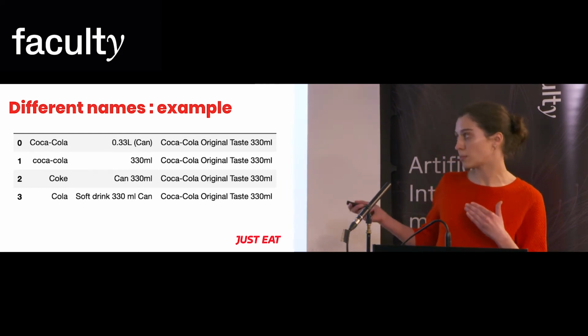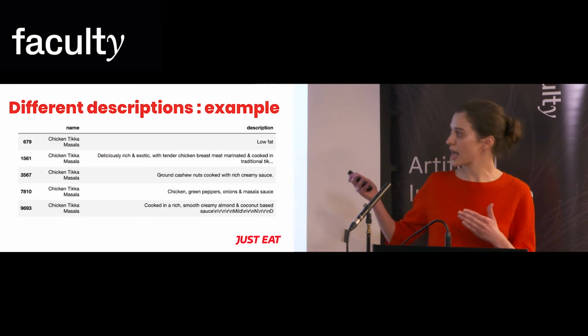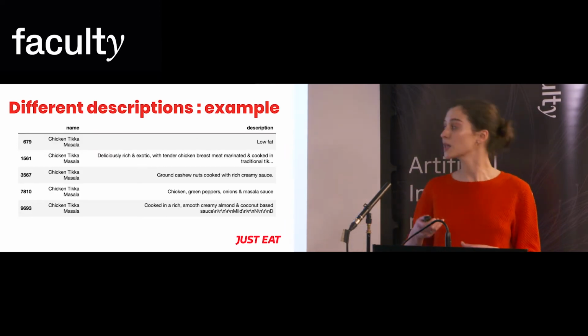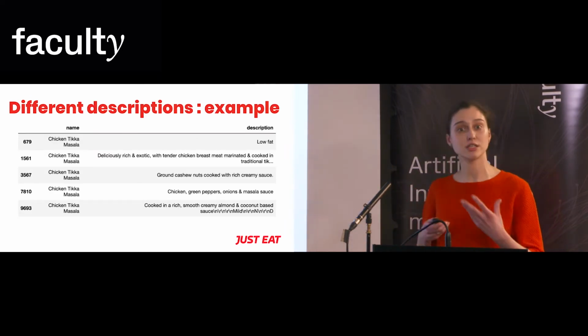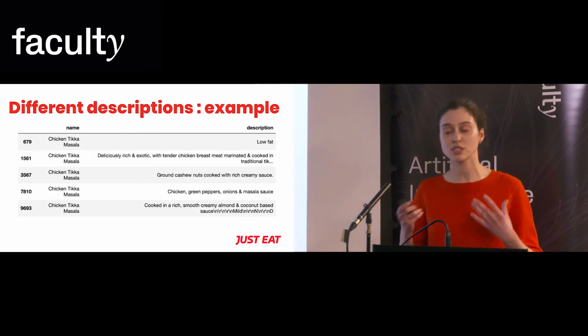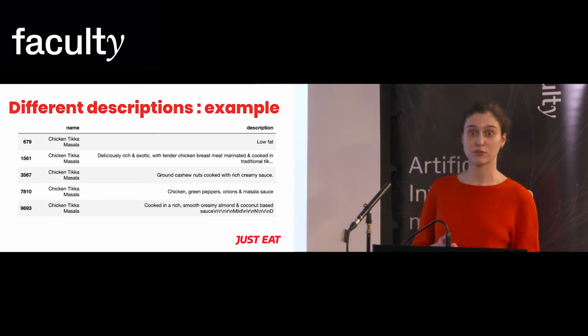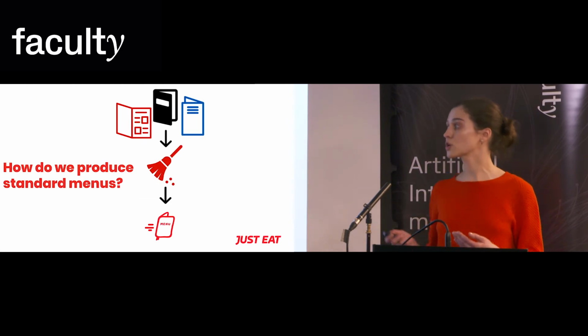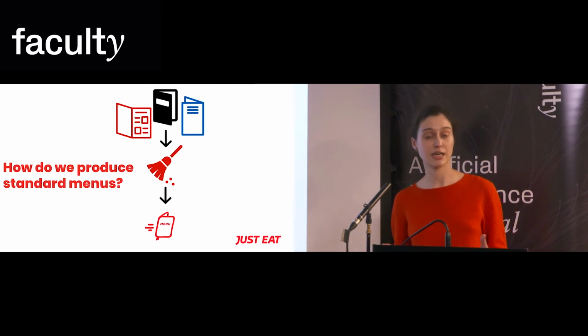If we move to a more complex example, like here, we have a dish, chicken tikka masala, which has slightly different descriptions in different restaurants. And again, Just Eat wants to standardize these descriptions on their platform. So therefore, the question is, how do we produce the standardized menus?